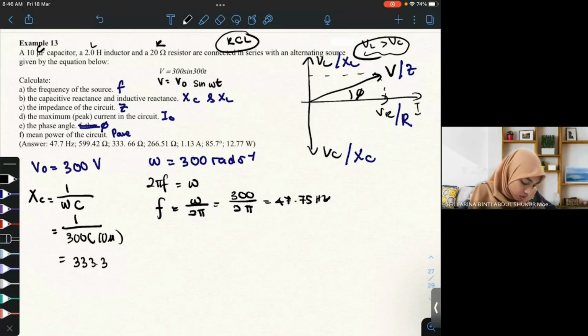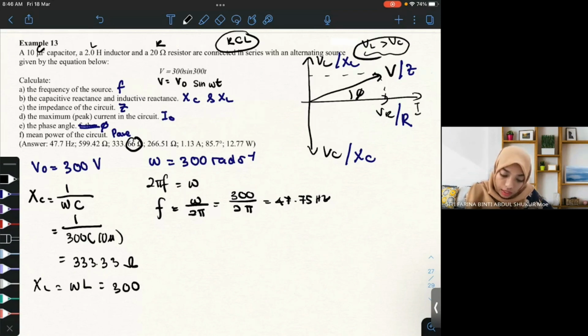300 darab 10 exponent. Ya, 3. Saya rasa saya tersilap decimal places dekat sini. It is 33. Okay, unit untuk XC jangan lupa. Next, XL. 2 pi FL ataupun omega L. Omega ada, L adalah 2 Henry.